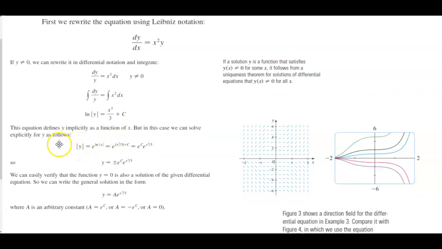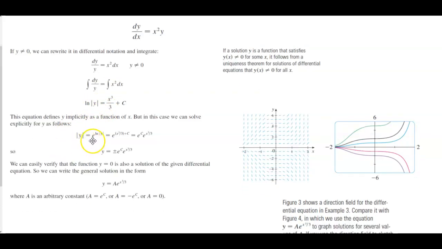Now, this equation defines y implicitly as a function of x. But in this case, we can solve explicitly for y as follows. We can rewrite this using properties of logarithms like we've done in the first example of section 7.3. We would then have the absolute value of y equal to e to the natural log of the absolute value of y, which would then equal e to the x cubed divided by 3 plus c. So we're replacing the natural log of y with that exponent.